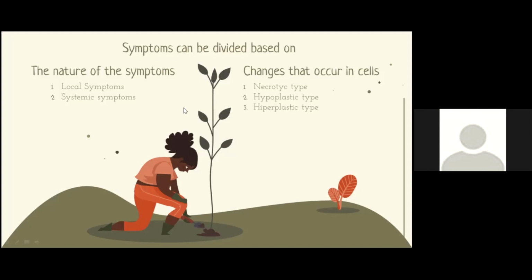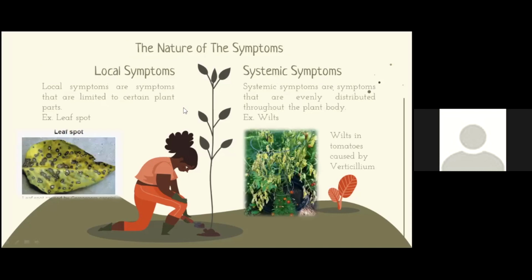The nature of the symptoms. Number 1. Local symptoms. Local symptoms are symptoms that are limited to certain plant parts. The example, leaf spot. And then number 2. Systemic symptoms. Systemic symptoms are symptoms that are evenly distributed throughout the plant body. The example, wilts in tomatoes caused by Verticillium.